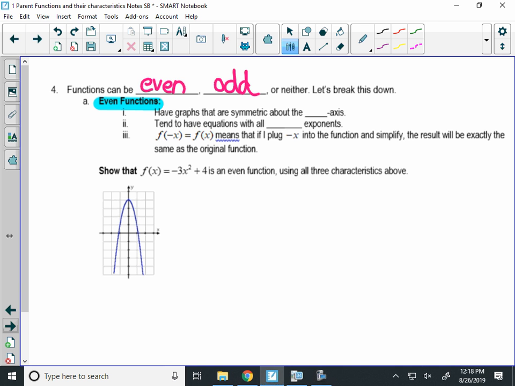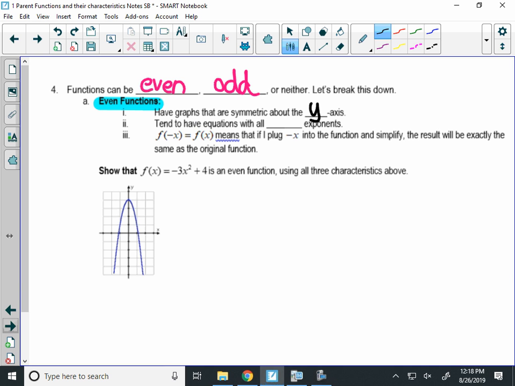Let's do even functions first. Even functions, there are 3 ways to tell if a function is even or odd. If I ever ask you, which I will, is this function even or odd, you can use any one of these methods, okay? I don't care which one as long as you know how they all work together. Now, even functions have graphs that are symmetric about the y-axis, okay?